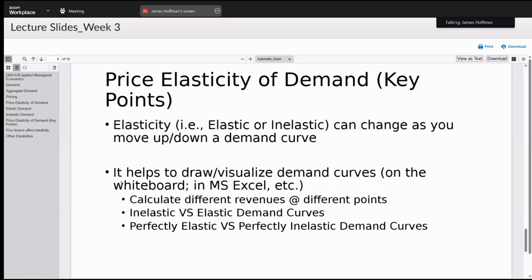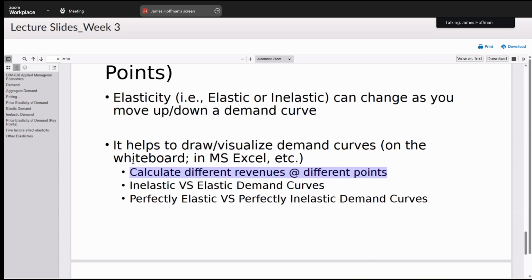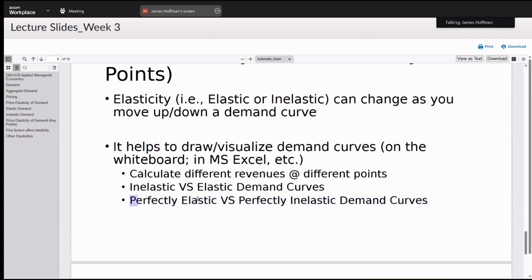It helps to visualize demand curves on the whiteboard itself, which we did. We calculated revenue at different points to confirm that if demand is inelastic, the rule of thumb is to increase your price. If it's elastic, the rule of thumb to increase revenue is to lower the price. We looked at inelastic versus elastic demand curves as examples. What we also looked at, which I don't know if it's in the textbook, but it's important to see the extreme scenarios, is perfectly elastic and perfectly inelastic examples.